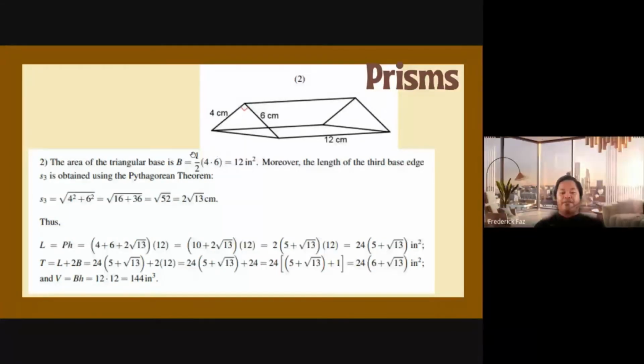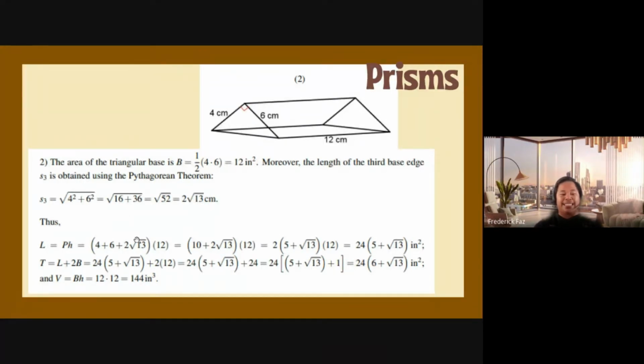And the area of the triangle is equal to 12 square inches. Then, if we're going to find the length of the third side, we can use the Pythagorean Theorem, since sinabi ko nga po kanina na yung triangle po ay right. So the measure of this side, ito pong side na to, is 2 square root of 13.